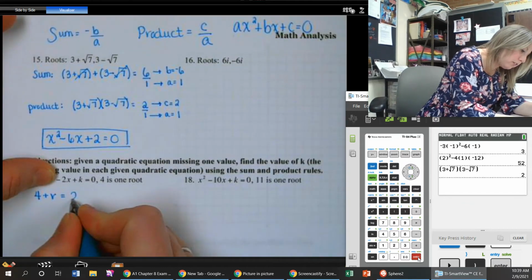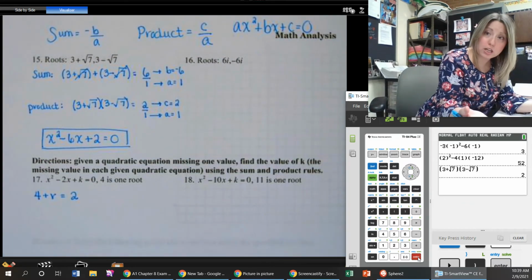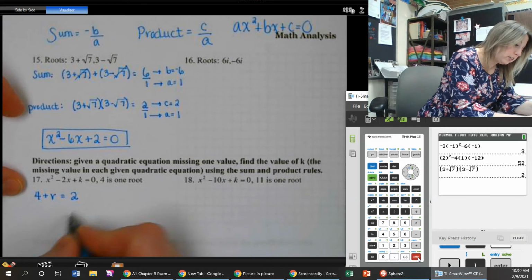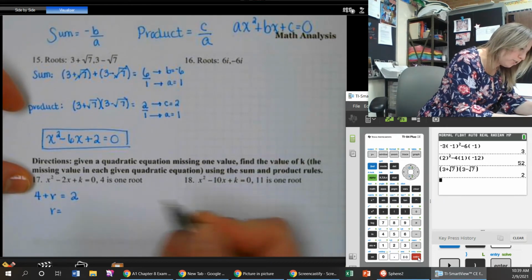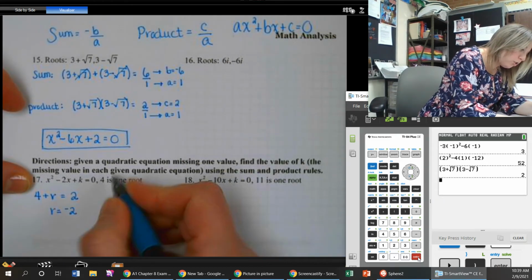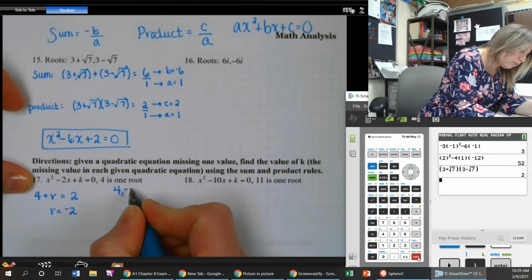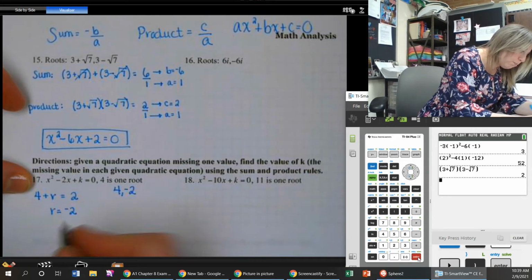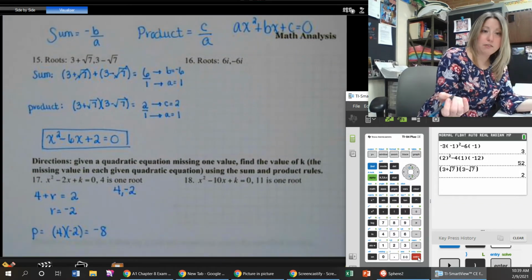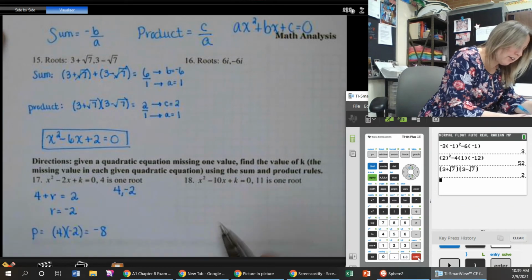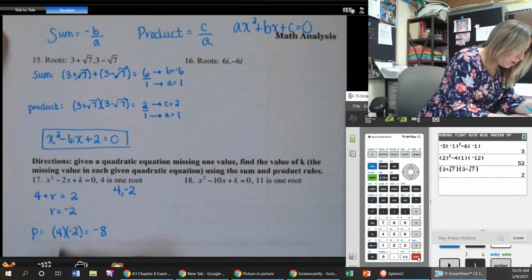Well, that's positive 2. So actually, all I have to do is subtract 4 from both sides. I get my other root to be negative 2. So 4 is one root, negative 2 is the other root. Well, product means multiply those. And I get negative 8. That means your end value, your C term, or your K in this case, is negative 8.